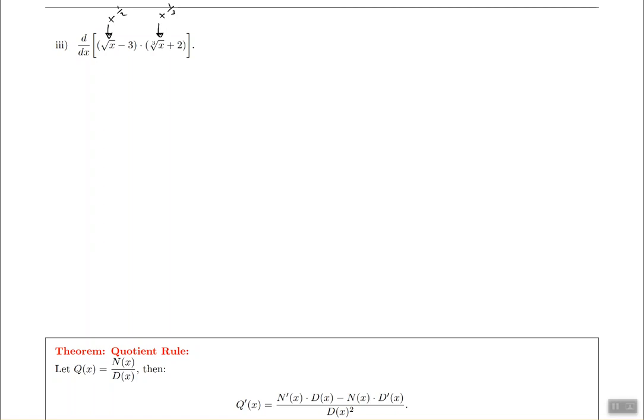So this is example 1 part 3 that we started in another video, and I just wanted to remind you that the square root of x is x to the 1/2 and the cube root of x is x to the 1/3, and we are going to be doing a product rule.